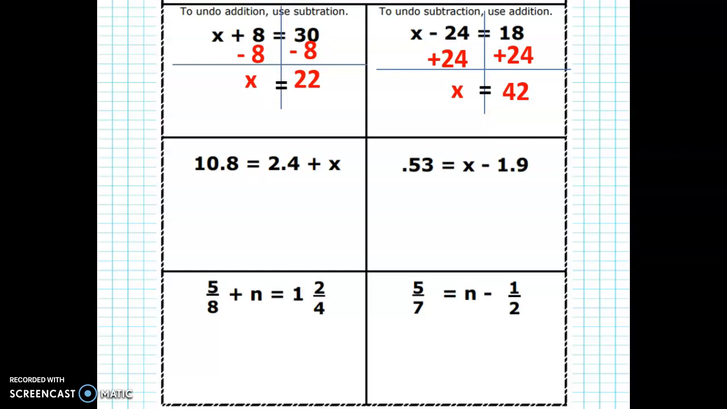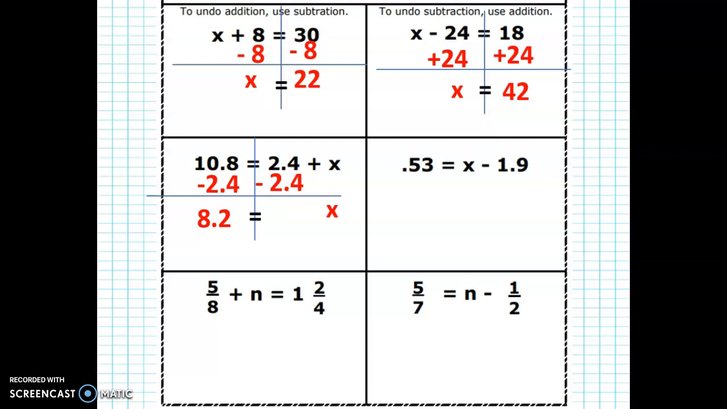10 and 8/10 equals 2 and 4/10 plus x. Same problem, still we have a positive 2.4, so we're going to subtract 2.4 from both sides of the equal sign. This leaves x on the one side, and when we do our subtraction, we get 8.4 on the other. So notice with this problem, it doesn't matter which side of the problem the variable is on. We still solve the problem in the same manner.